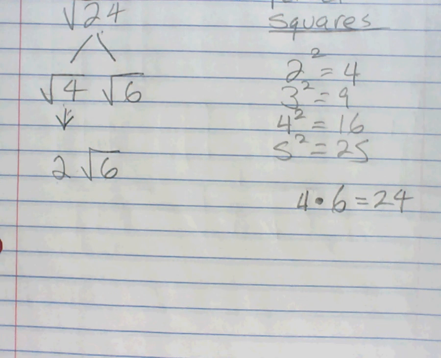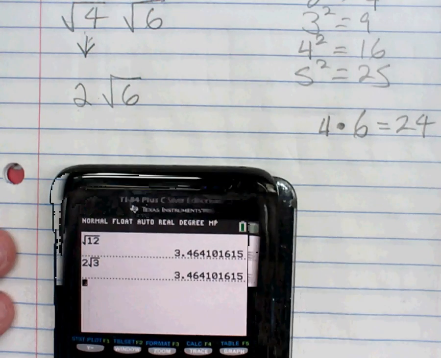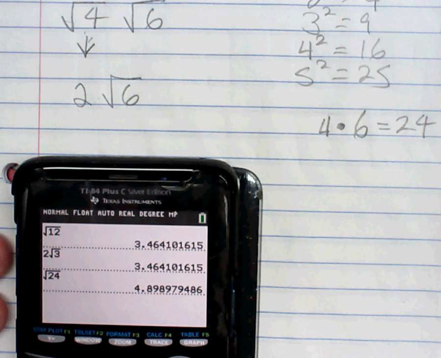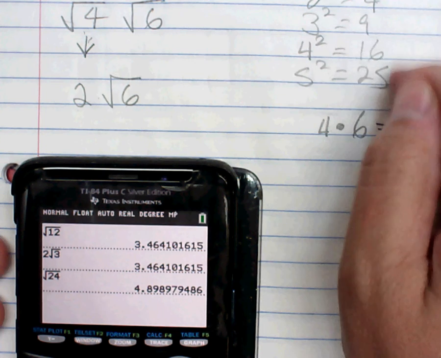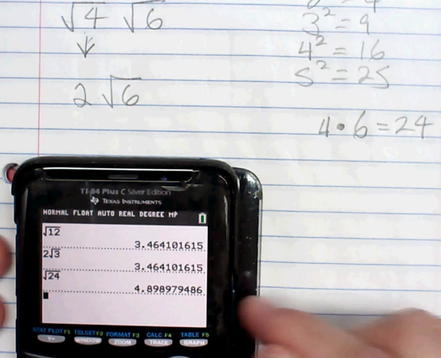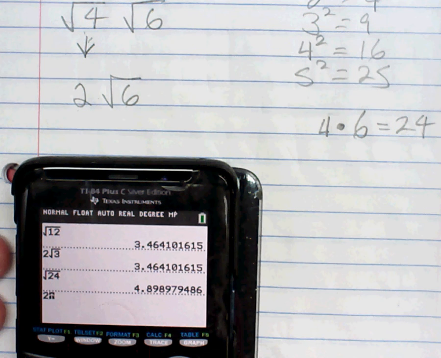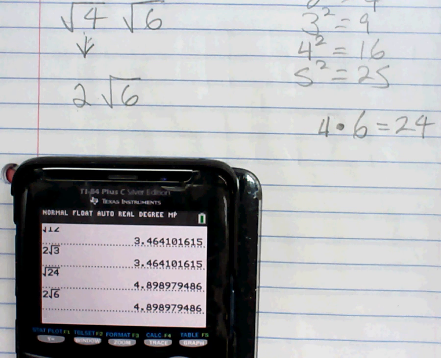Let's verify that on our calculator, okay? So if I plug this into a calculator, the first thing I'm going to do is find the square root of 24. By the way, wouldn't that be between 4 and 5? Because we have 16 and 25 here, and 24 is between these two. Could be closer to 5 than 4. Look at what I got as a decimal, 4.89. Well, I think, if I did my math right, that should be the same as 2 times the square root of 6. And it is. Does that make sense?